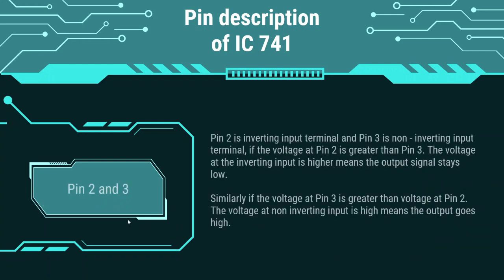Next, pin number 2 is the inverting input terminal and pin 3 is the non-inverting input terminal. If the voltage at pin 2 is greater than pin 3, that is, the voltage at the inverting input is higher, it means the output signal stays low. Similarly, if the voltage at pin 3 is greater than the voltage at pin 2, that is, the voltage at the non-inverting input is high, it means the output goes high.